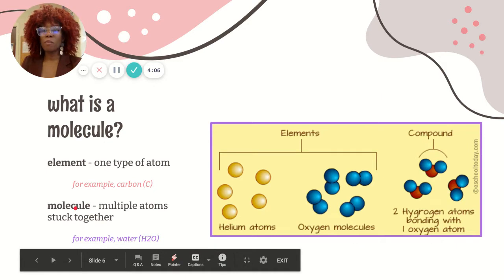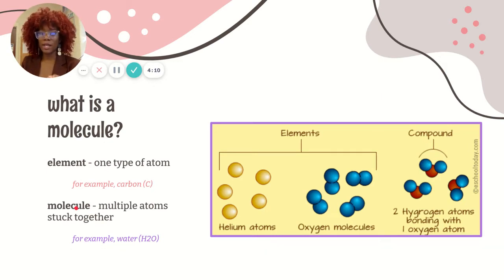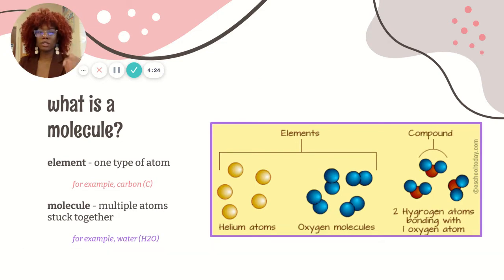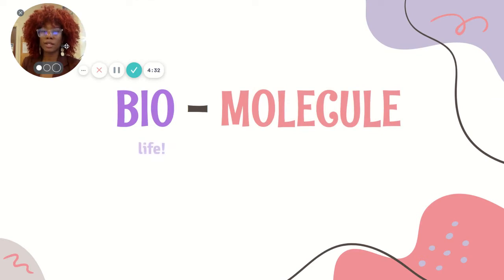Molecules are just going to be multiple atoms that stick together. So for example, water is H2O. That's a hydrogen and an oxygen bonded together. That is a molecule. Another example of a molecule could be glucose, C6H12O6. A bunch of those carbons, oxygens, and hydrogens are bonded together. They're stuck together, they're a molecule. So that's what a molecule is. It just means multiple atoms that are stuck together.